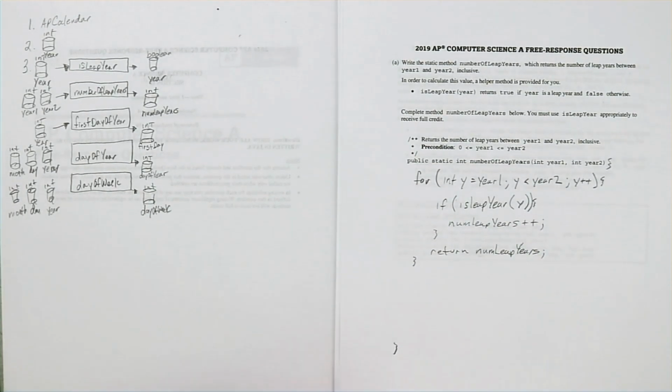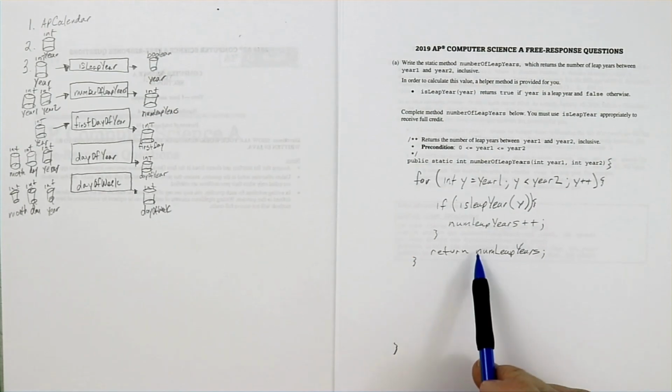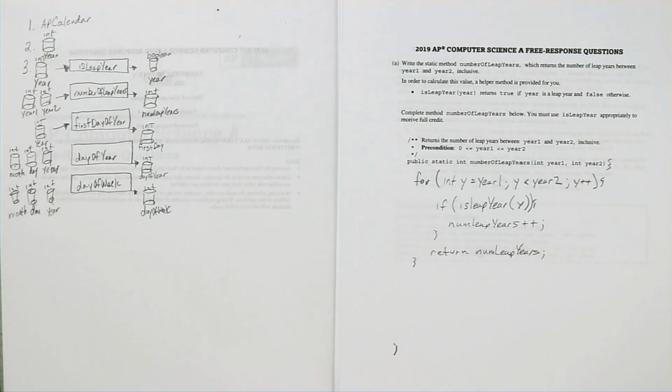Okay, and that's it. So basically 1, 2, 3, 4 lines of code you had to write for that one, and that looks pretty good. All right, just loops through those, and is it a leap year? Yes, add 1. If not, that's it. So that's part A of number 1.